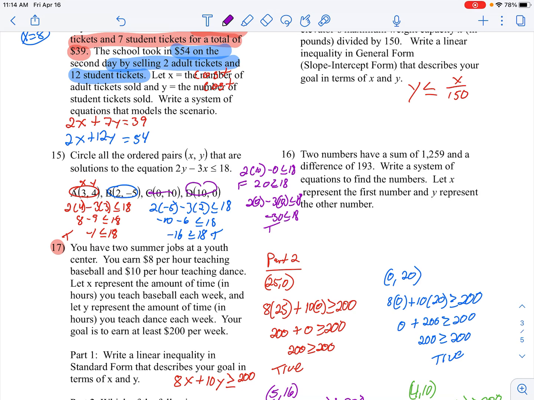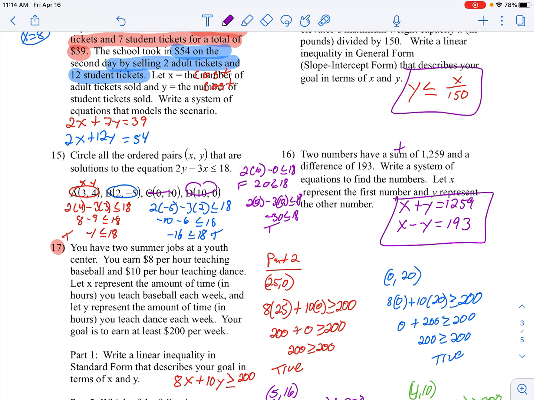And then 16, I'll just finish this group off. 2 numbers add, because of the sum word, to 1,259 and the difference is 193. Write a system to find the numbers. Let X and Y represent the first and the other number. So together, these 2 numbers add up to 1,259, and also they subtract to give you 193. That's it. That's the system that I want. They add together to make 1,259, and they subtract together to give me 193. Okay, let's pause.